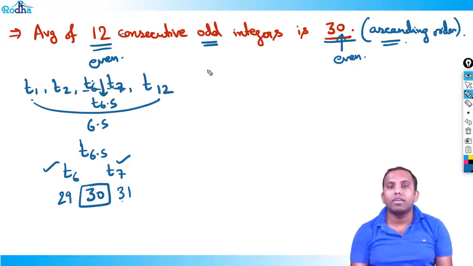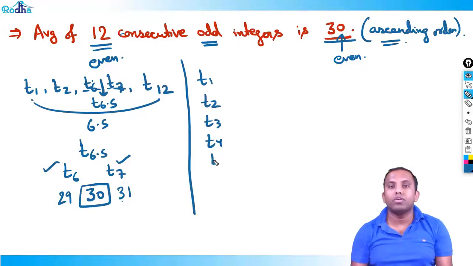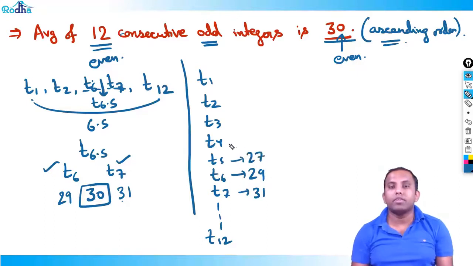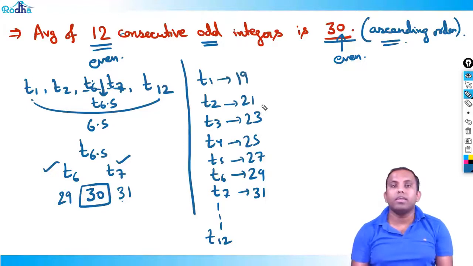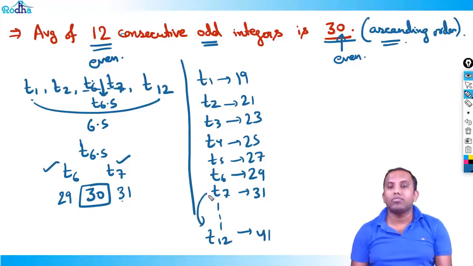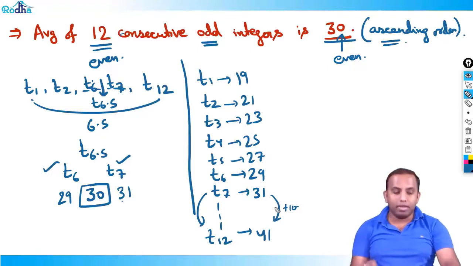Now I can get the whole series here. T1, T2, T3, T4, T5, T6, T7 till T12. T6 you got as 29, T7 is 31, T5 is 27, T4 is 25, T3 is 23, T2 is 21, T1 is 19. It goes on like this till the last term. T8 is 33, T9 is 35, T10 37, T11 39, and 41. Five terms with a gap of 2 from 31 plus 10 gives 41. This is the whole basic meaning of the funda of the average.